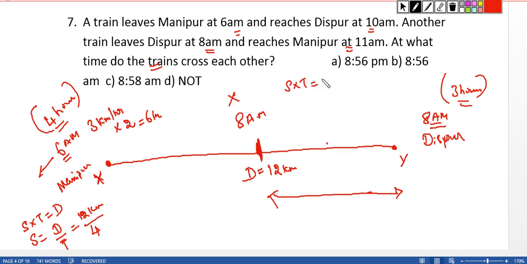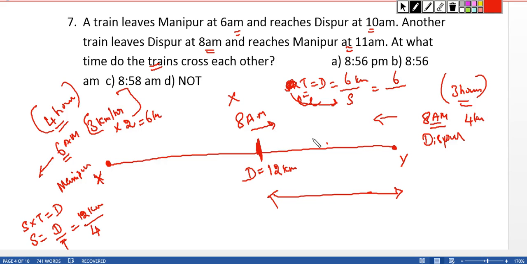Speed into time equals distance again. The distance that they need to travel is 6 kilometers, and in this case we need to find the time t, so we divide by speed. That would be 6 by speed. What is the speed? It would be the relative speed. This guy's speed is 3 km per hour. This guy travels 12 km in just 3 hours, so his speed is going to be 4 km per hour. Both of them are traveling in opposite directions, so their speed is going to be the summation of this guy's speed and this guy's speed. So this is going to be 6 by 7.